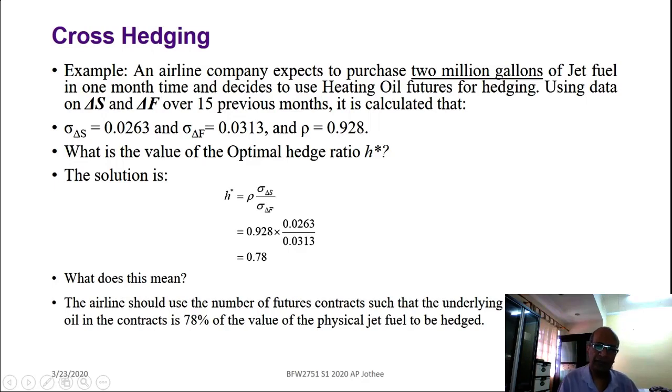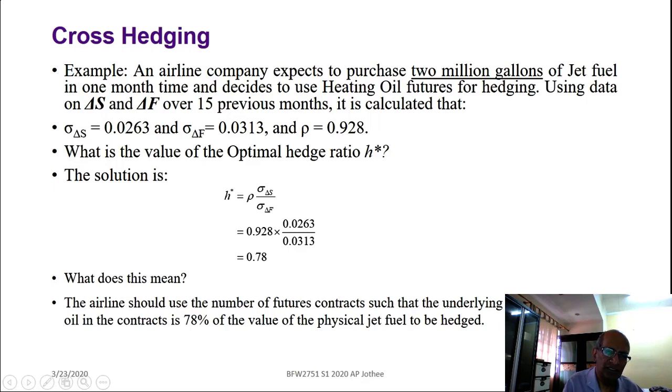An airline company expects to purchase 2 million gallons of jet fuel in 1 month's time and decides to use heating oil futures for hedging. Look at that. Jet fuel, heating oil, the futures is heating oil futures. The physical asset we are hedging is the airline expecting to buy jet fuel, and you are using heating oil. The data is the standard deviation of changes of the spot price of the jet fuel and the changes of the futures, that is heating oil futures, over the previous 15 months.